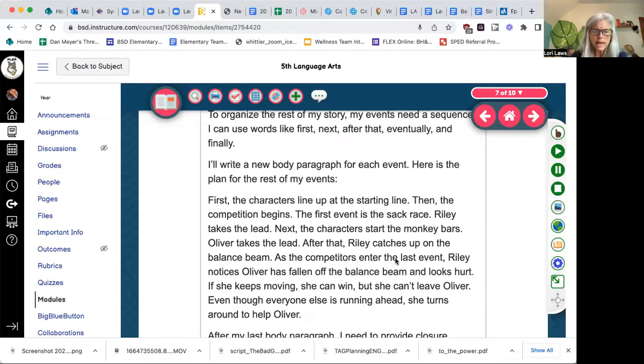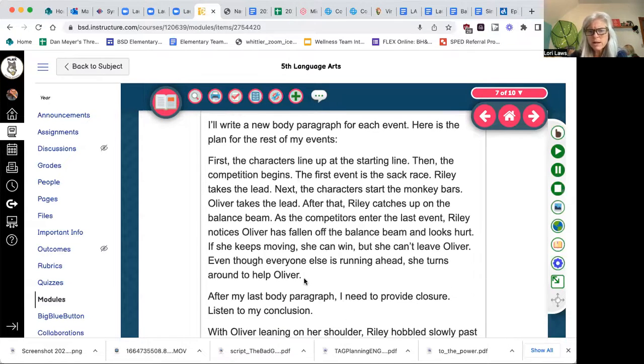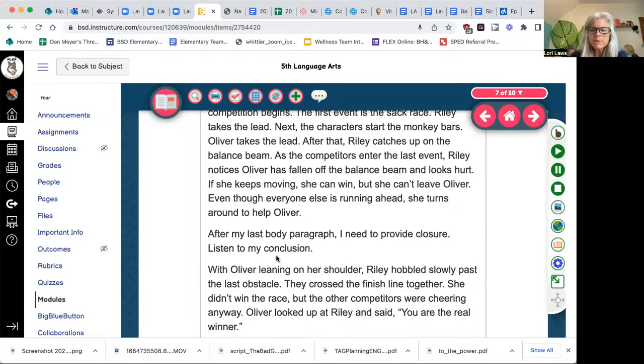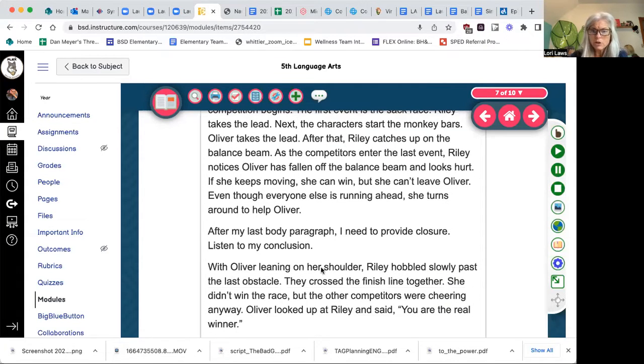As the competitors enter the last event, Riley notices Oliver has fallen off the balance beam and looks hurt. She keeps moving. She can win, but she can't leave Oliver. Even though everyone else is running ahead, she turns around to help Oliver. After my last body paragraph, I need to provide closure or conclusion.